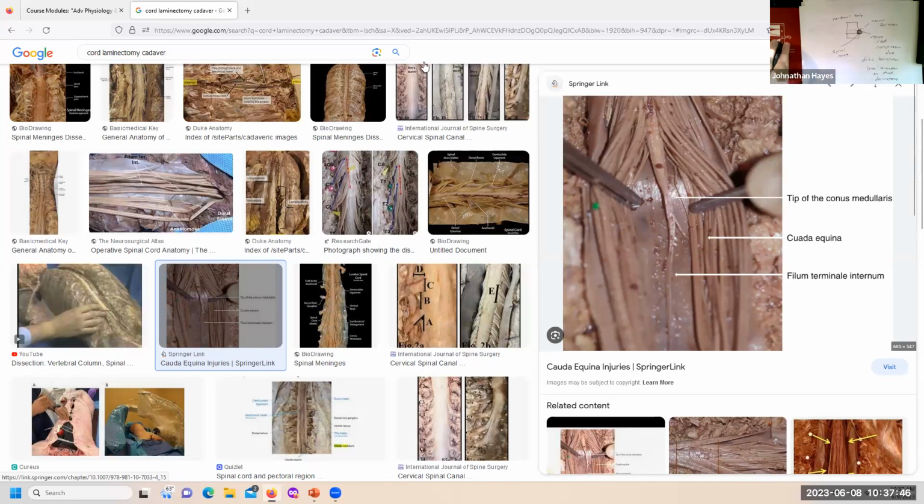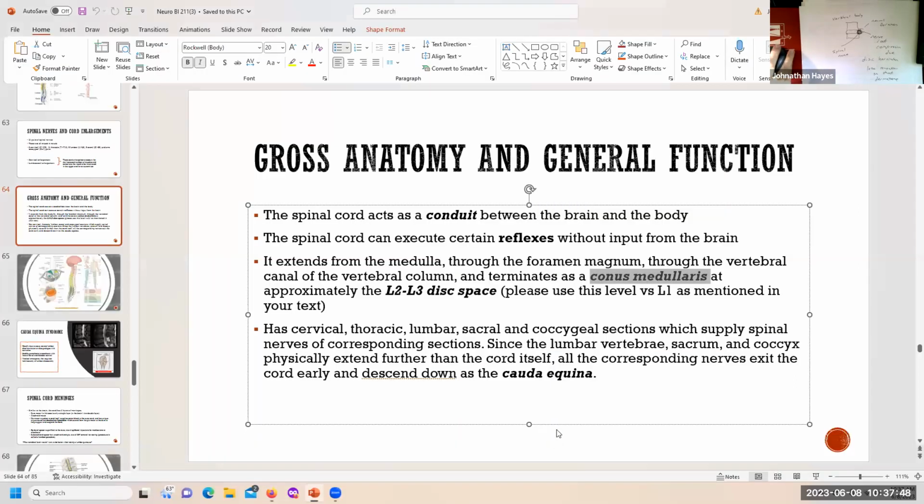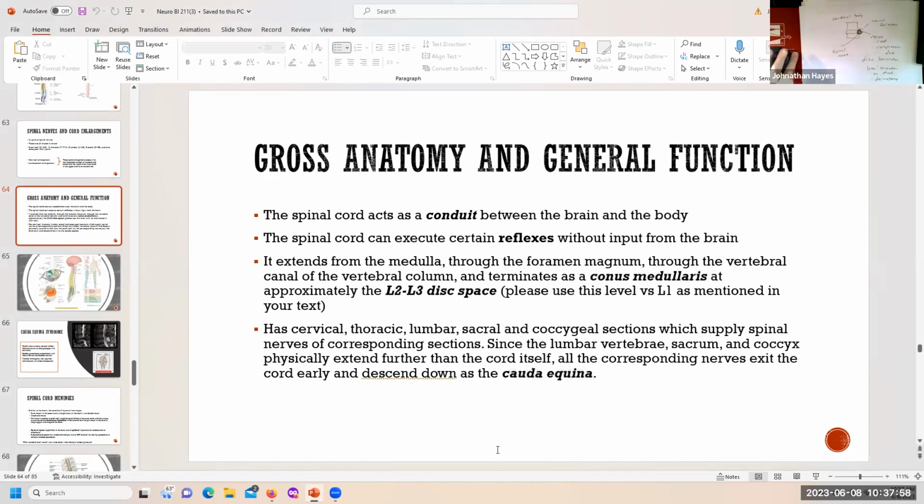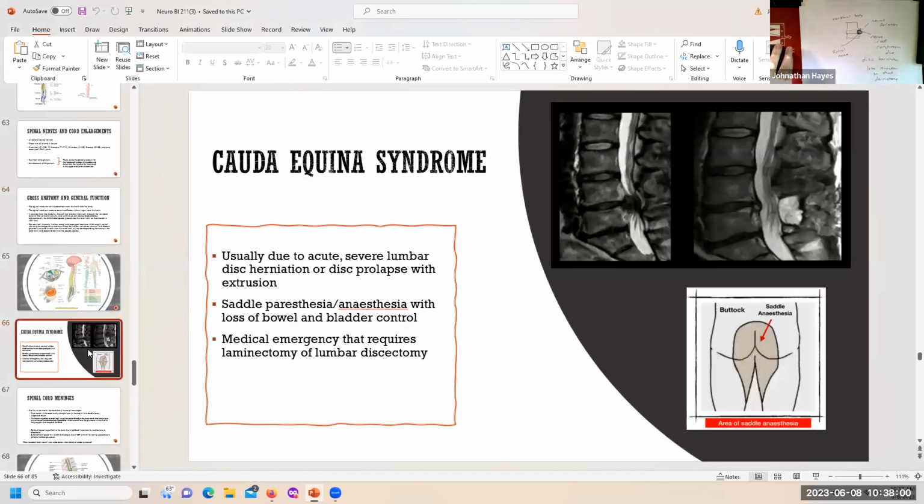Right? So that's important. We want to know where the conus medullaris is. We want to know what level it's at, because that will be important. We also want to know what the cauda equini is, because there is something called cauda equini syndrome that's a very bad thing to get. So here's a little picture.